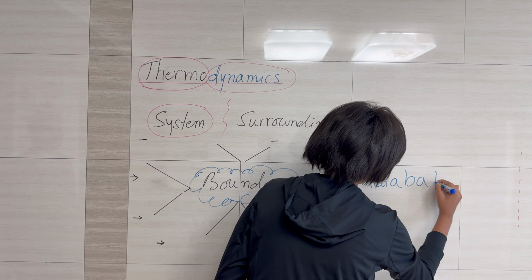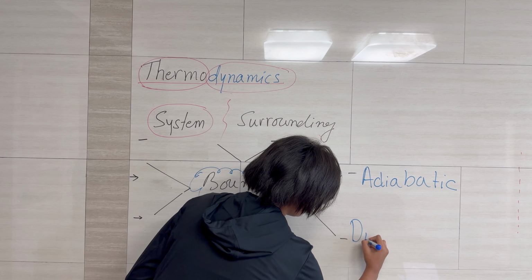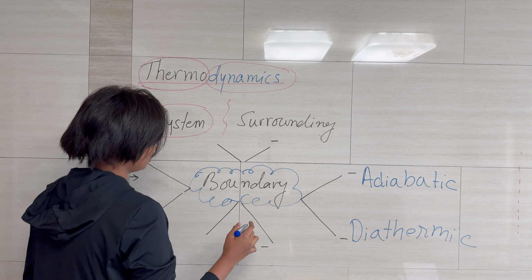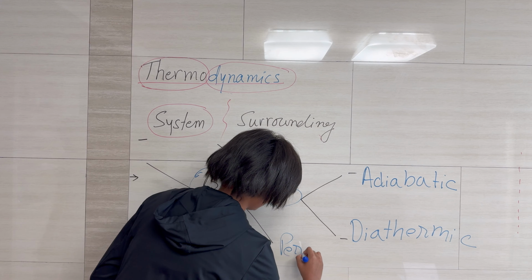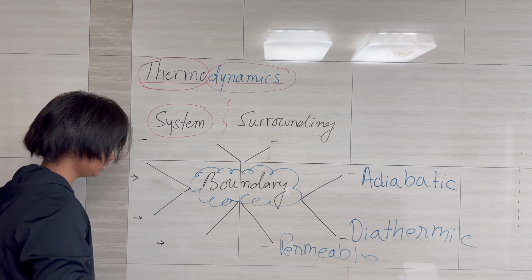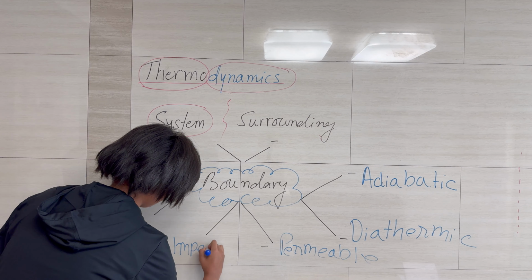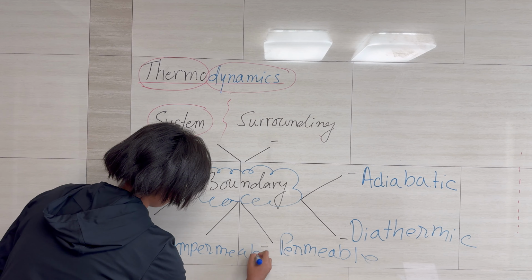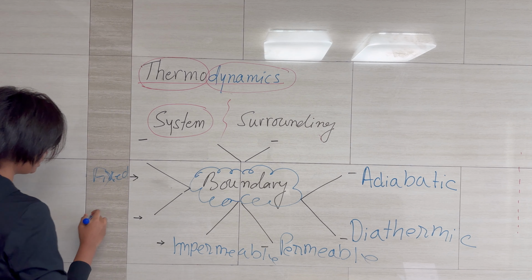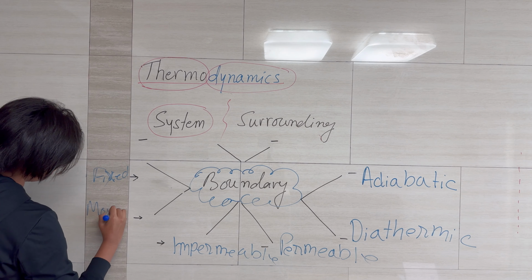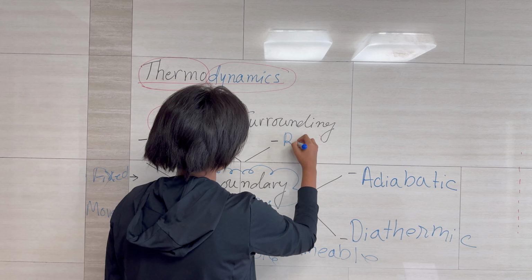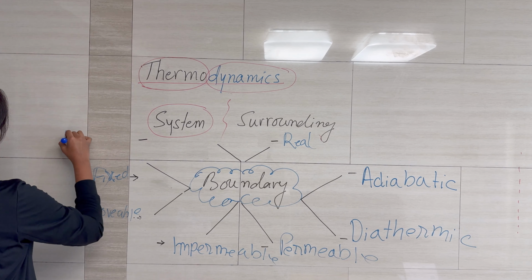Okay, so we have adiabatic and diathermic. There's also permeable and impermeable. There are fixed and also movable. Also, there are real boundaries, which are real, and also imaginary boundaries.